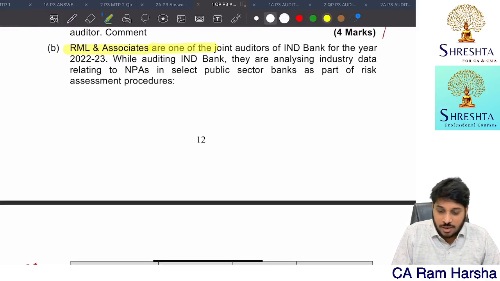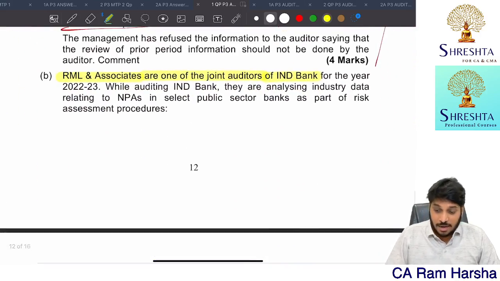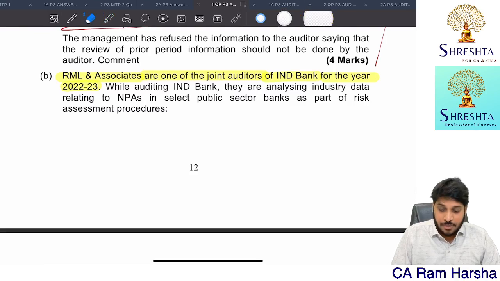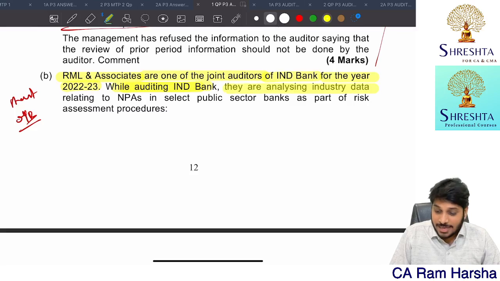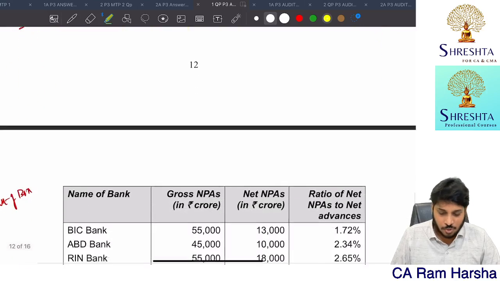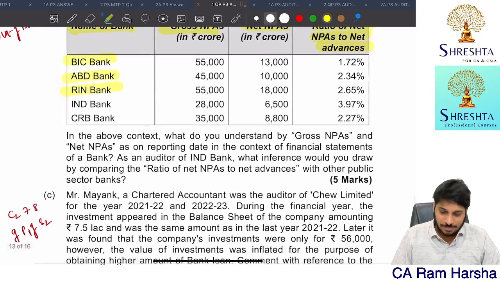RML Associates are one of the joint auditors of IND Bank for the year ended 22-23. While auditing IND Bank, this is actually an out of box question. Straight out of box question. Fine. While auditing IND Bank, they are analyzing industry data relating to NPAs in the public sector banks as part of risk assessment. Okay. Name of the bank, gross NPA, net NPA, ratio of net NPA to net advances.